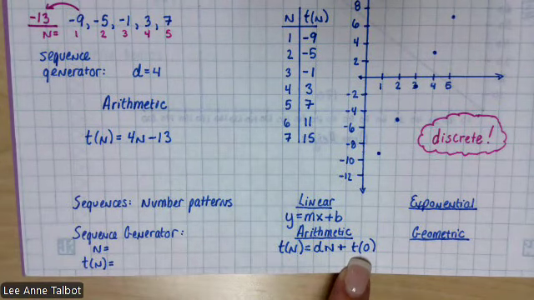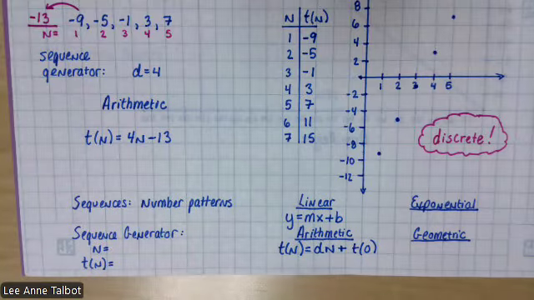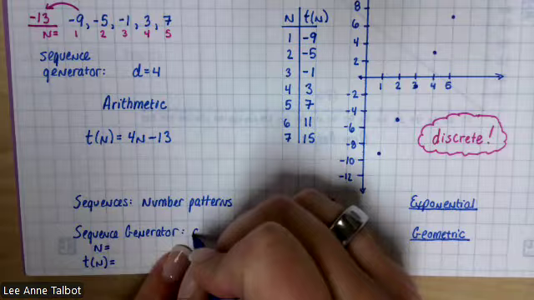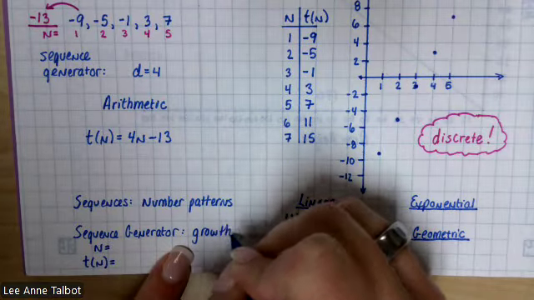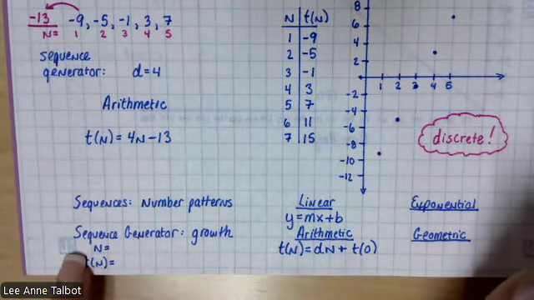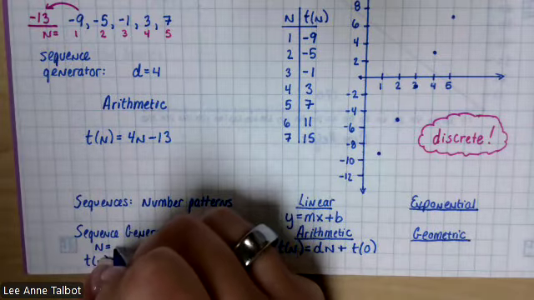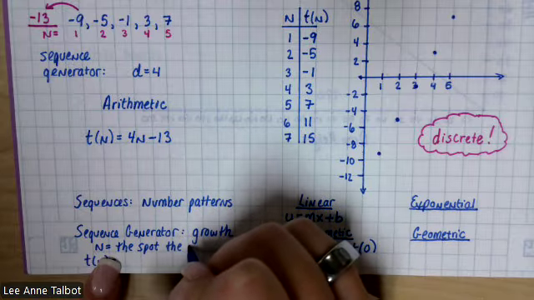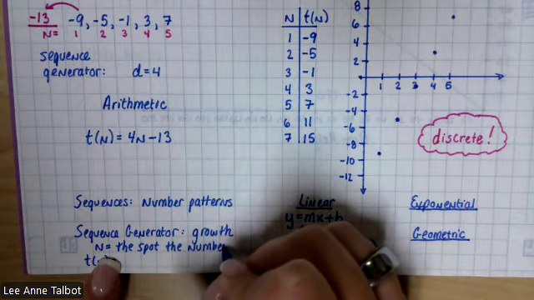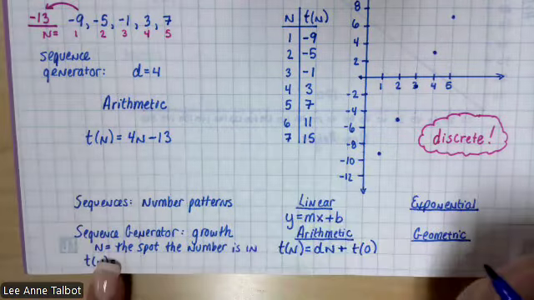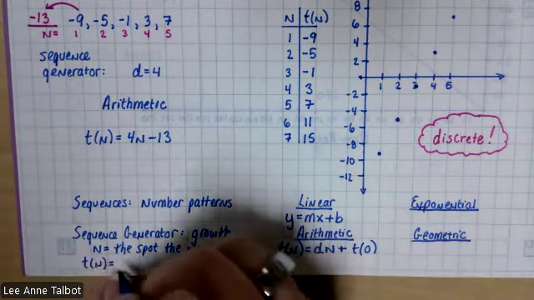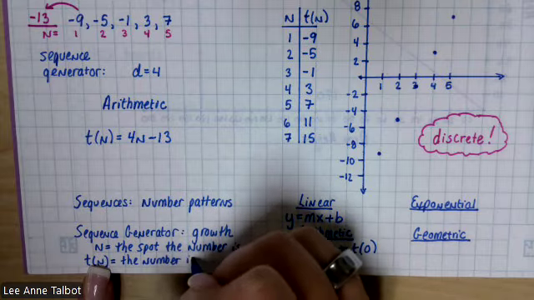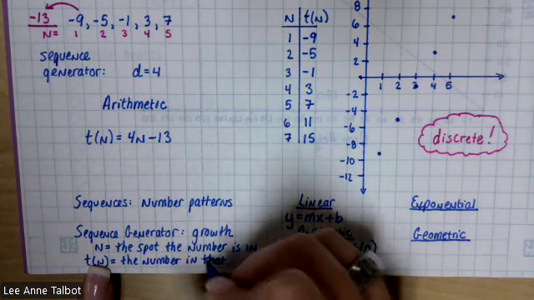It just got different letters in it, which means that we're not connecting the dots. Okay, so the sequence generator is the growth. n is the spot the number is in. T of n is the number in that spot.